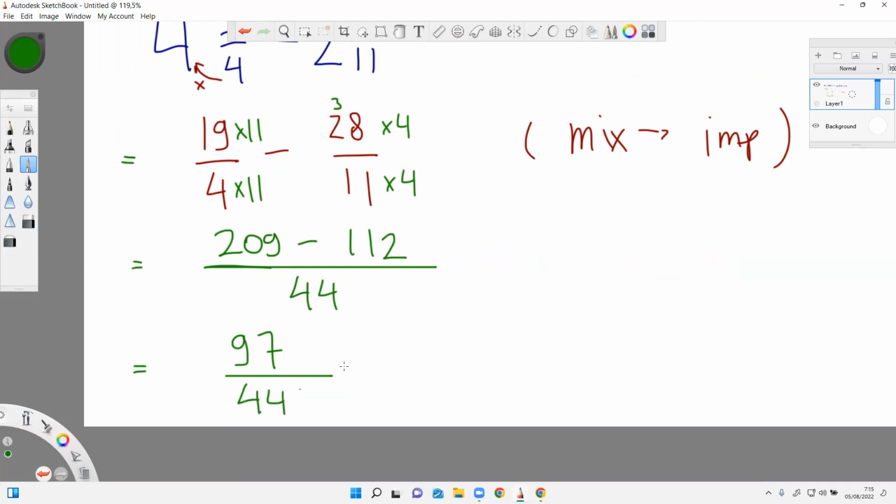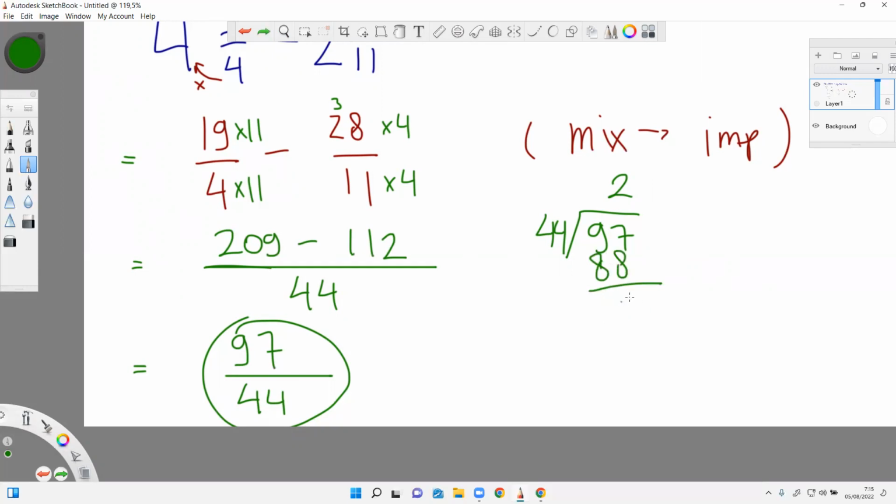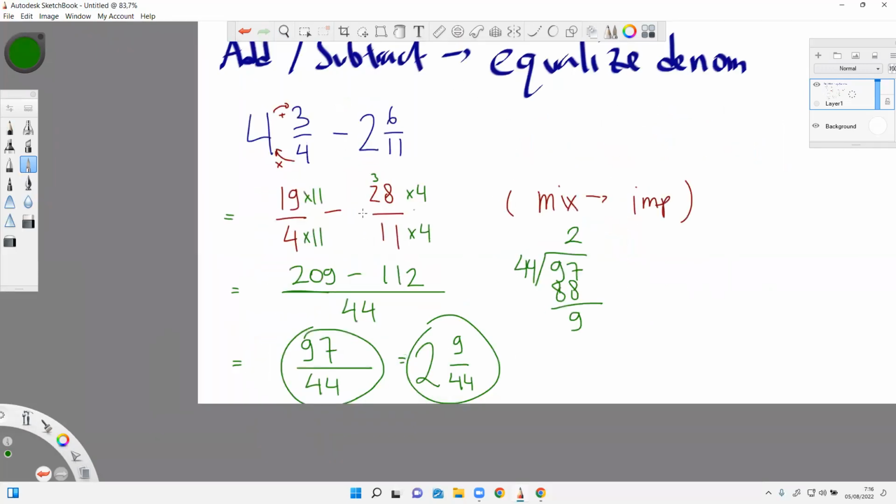And then 44. It is done actually, but you need to convert it into another mixed fraction. Okay, 27 over 44, it's 2, right? Yeah, 2 times 44 is 88, and then 9. Yeah, that's all. So 2 for the whole number, 9 over 44. That is the way you do adding and subtracting fractions.